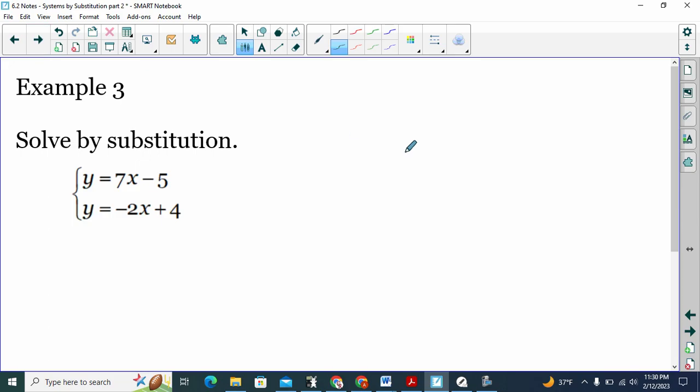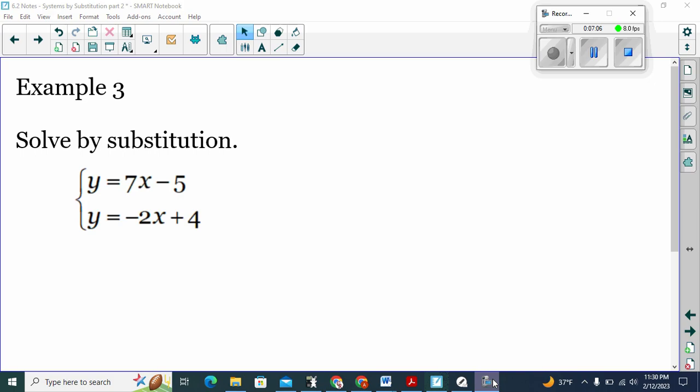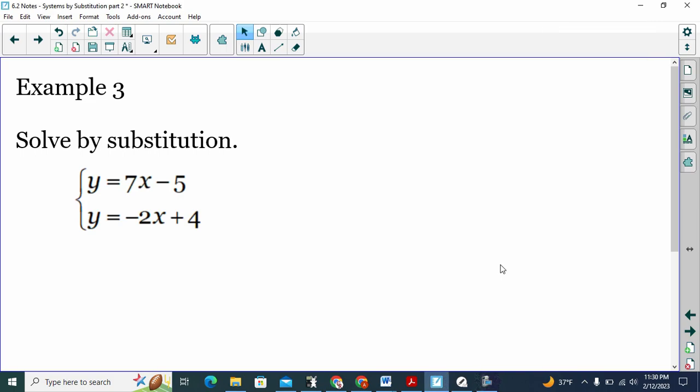Example 3, solve by substitution. This one's a little bit different in that both of our equations say y equals this time. We've got y equals 7x minus 5 and y equals negative 2x plus 4.